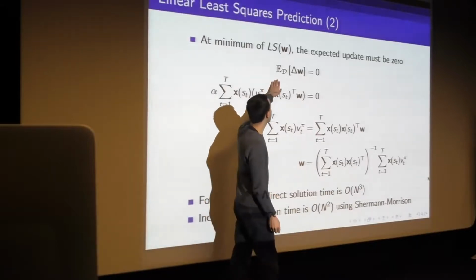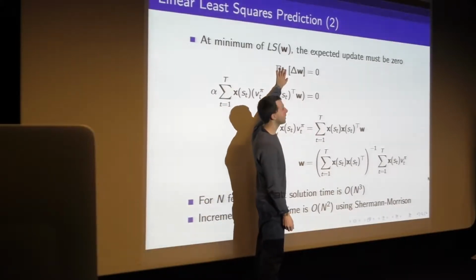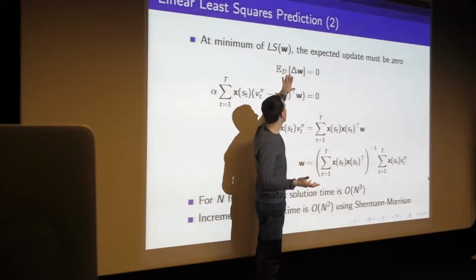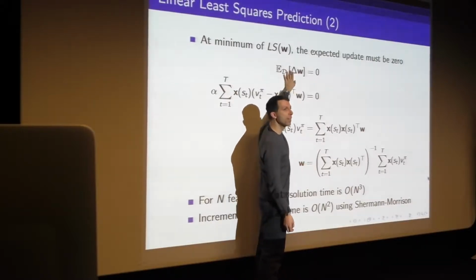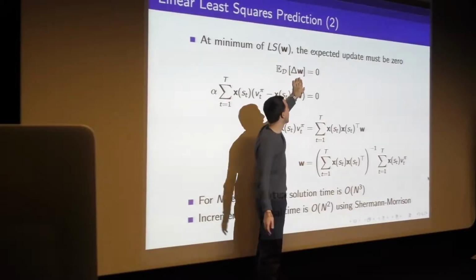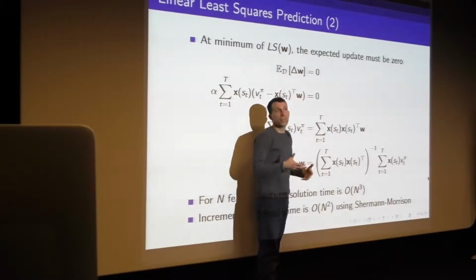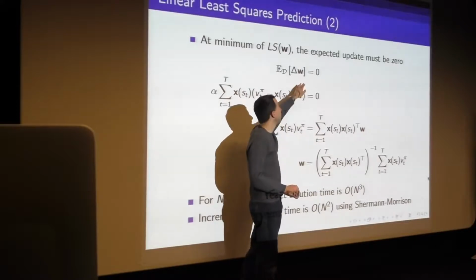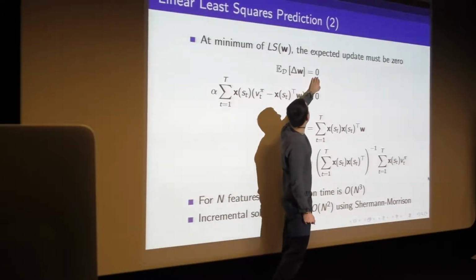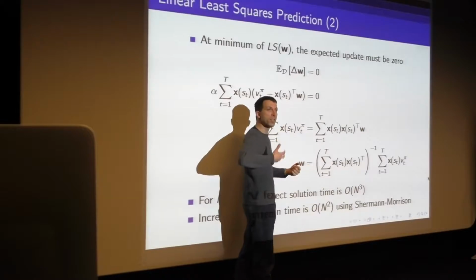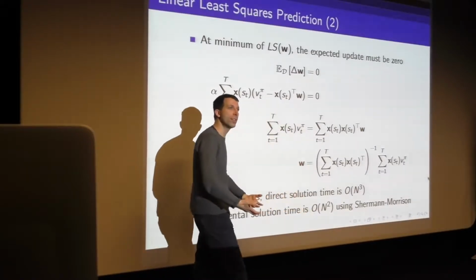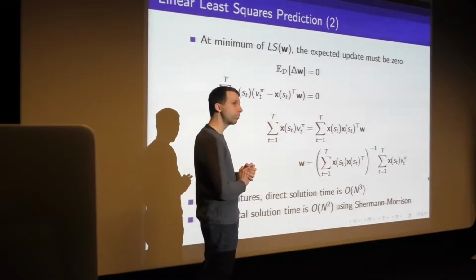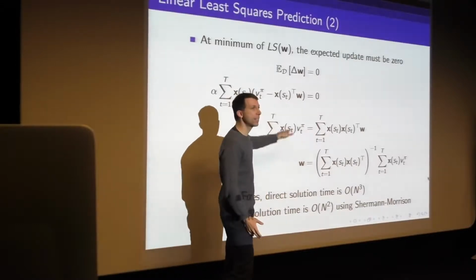Okay? So another way to say that is that if we take the expectation over our data set of the updates that we would make, we would want the expected update over the whole data set to be 0. We don't want there to be any pressure to change this thing. If this was not 0, if this was positive, we would still want to be moving. We'd still choose to change our weights. So that would mean we haven't reached the least square solution yet. And then the rest of this is just expanding that.